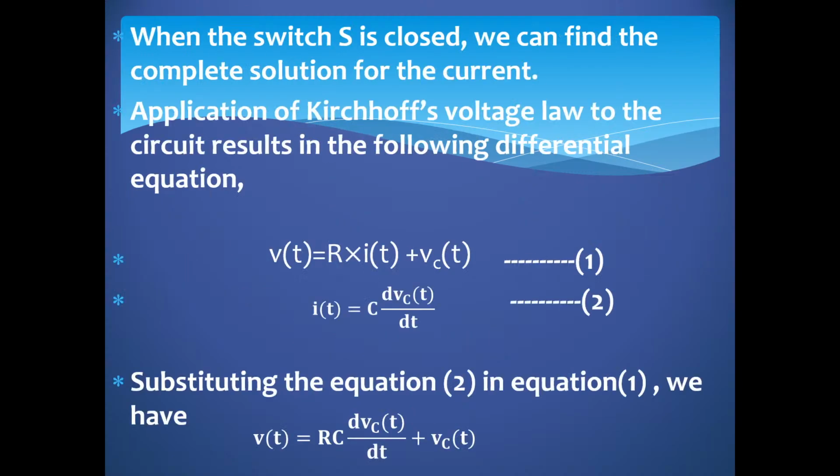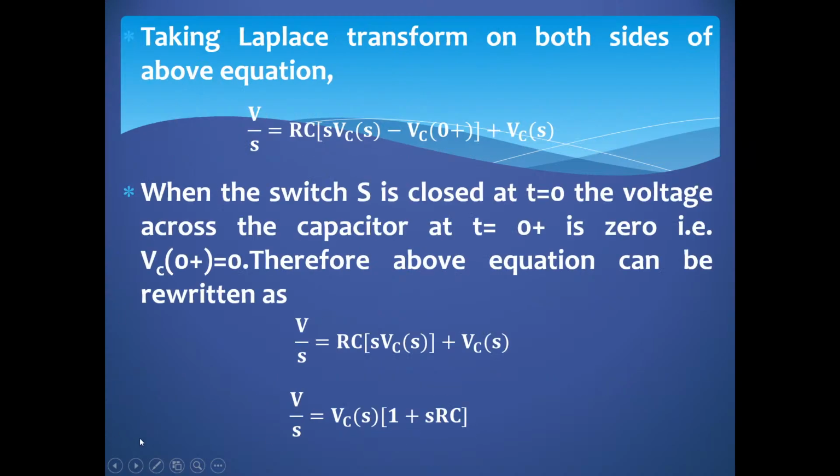So v of t is equal to R into C d by dt of Vc of t plus Vc of t. Now we have to go for Laplace transformation. The Laplace of v of t is what? Here we are giving a unit step input, so V into 1 by s. V by s is the Laplace, which is equal to R into C, Laplace of d by dt of Vc of s.